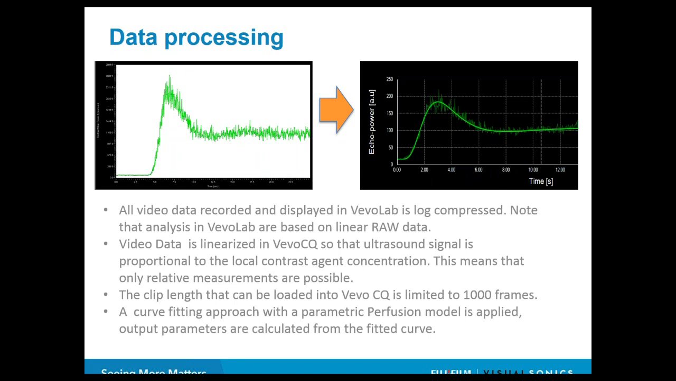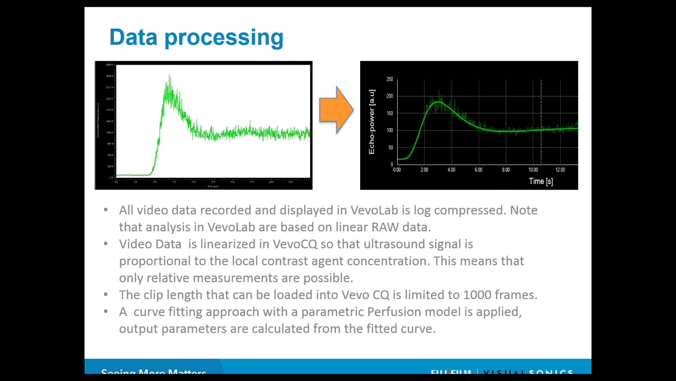And because of this transformation and because of all the parameters that influence which signal you record, only relative measurements are possible when doing contrast imaging using the Vevo systems. The clip length that you can load into VevoCQ is limited to 1,000 frames. This is important to know before you start recording your data so that you can set up your experiment accordingly.